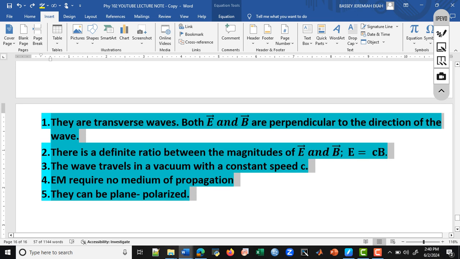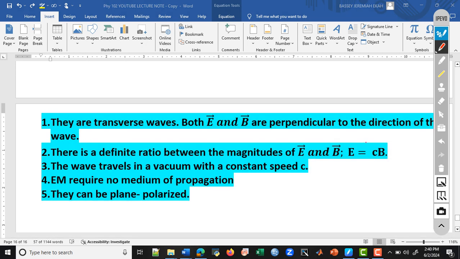The second point says that there is a definite ratio between the magnitudes. You have this expression here, E equals CB. So you have electric field, magnetic field, and then the speed of light is a constant. So this ratio can help us to determine the other parameter as well. Okay, so there is a definite ratio between the magnitudes of electric field and magnetic field.